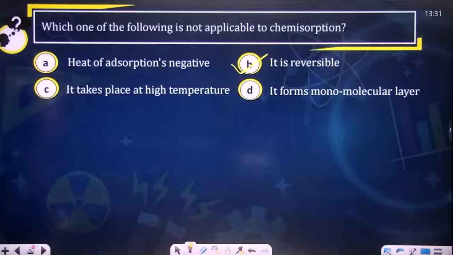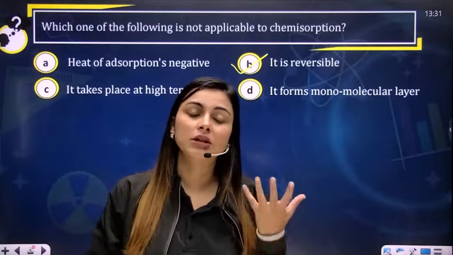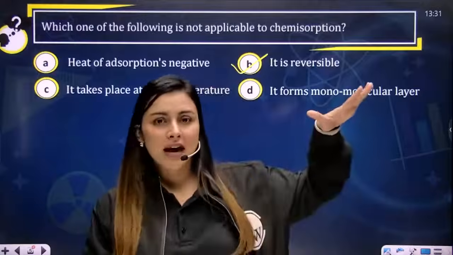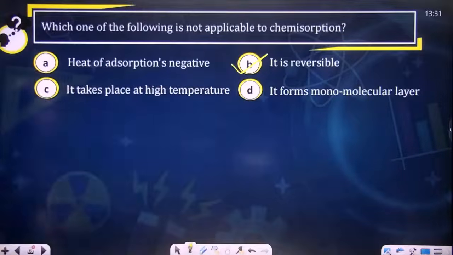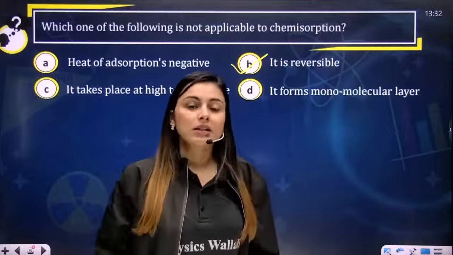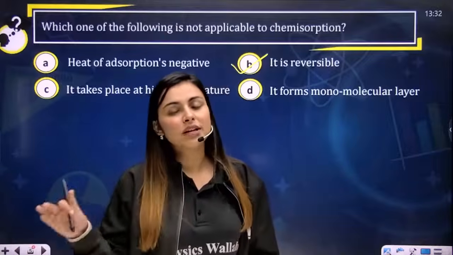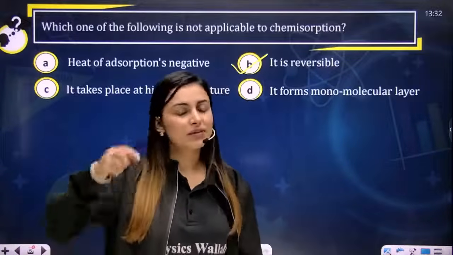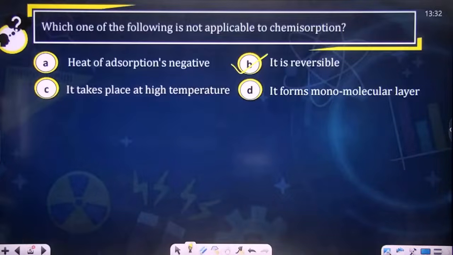It takes place at high temperatures. Yes. Every particular reaction needs a particular temperature, which is some high temperature. So yes, high temperatures are required for chemisorption. It forms a monomolecular layer. Yes, since there is strong bonding, chemical reactions have to occur, so it is only monolayered, not multilayered, whereas physisorption is multilayered, right? So only one is not applicable, that is, it is reversible. Please note it down.